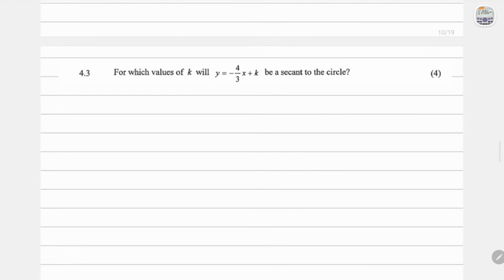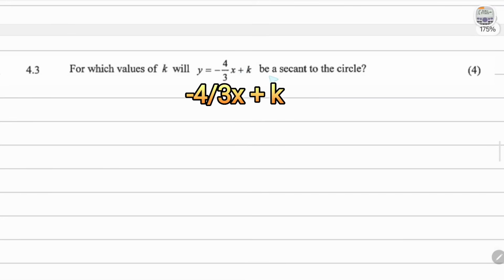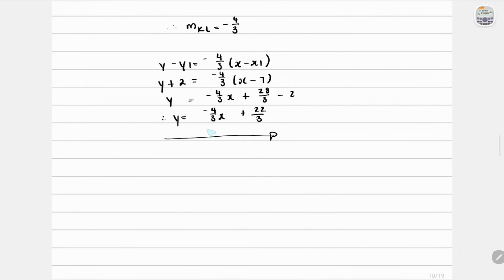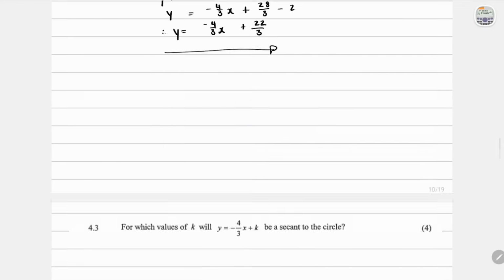Question 4.3 says, for which values of k will y equals negative 4 over 3 x plus k be a secant to the circle? So this refers to the previous line we got, the equation of KL.